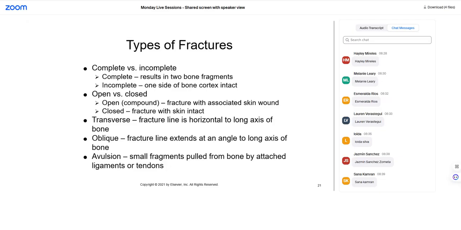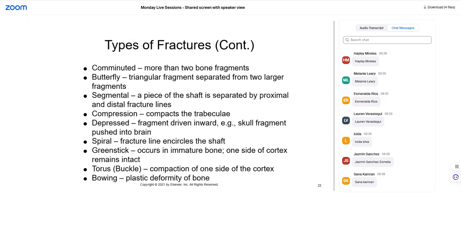Transverse is your fracture line on a horizontal axis. Oblique, the fracture line extends at an angle to the long axis. Avulsion are small fragments pulled from the bone by the attached ligaments or tendons. Comminuted would be more than two bone fragments. Butterfly is not usually asked. That's just a triangular fragment. Segmental, it's not too much.